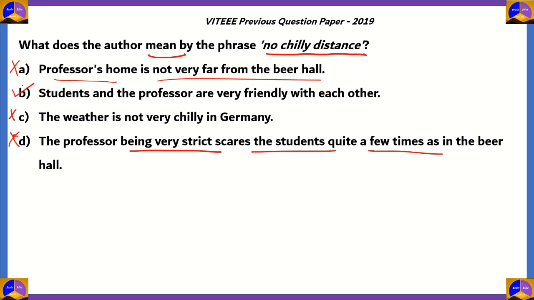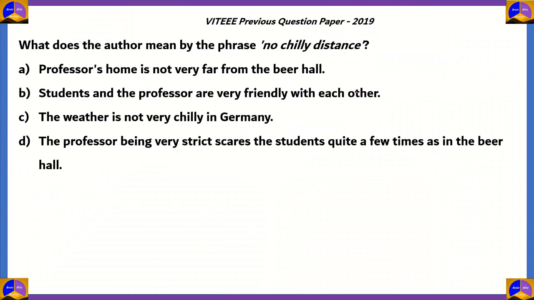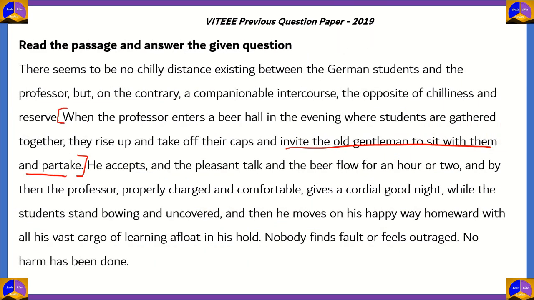The correct answer is option B. Students and the professor are very friendly with each other. Now, you can find that reason in the second sentence because they invite the old person to sit with them and they drink beer together. And also, in the first sentence, you can see that there is what we call a companionable intercourse. That means, you know, they are very friendly with each other. They are the opposite of chillness and reserve.